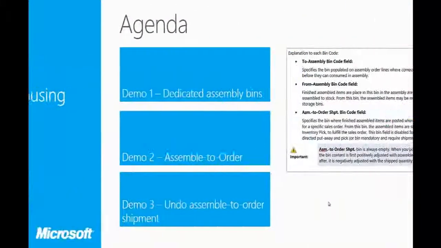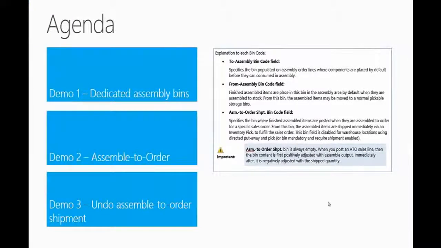So just moving to the next slide to cover the agenda. The demo script of today will consist of three parts. The first part will cover dedicated assembly bins and an assembly order for an item set up to be assembled to stock. The second part will cover a sales order for an item to be assembled to order. And the final third part will cover the process of an undo shipment in relation to an item set up to be assembled to order.